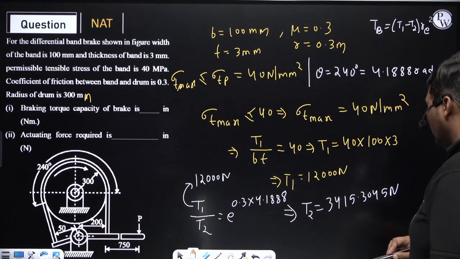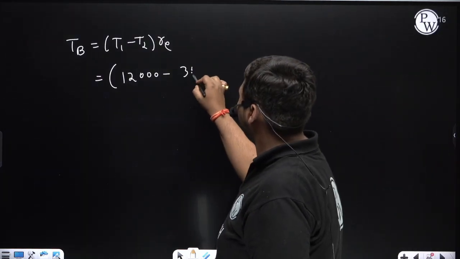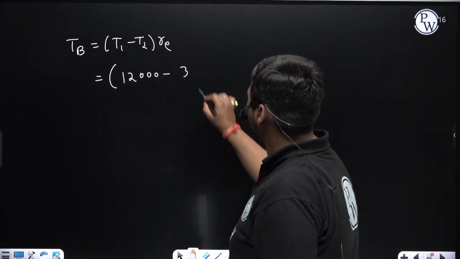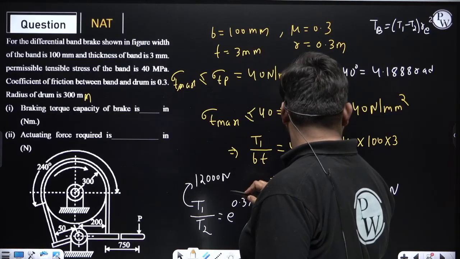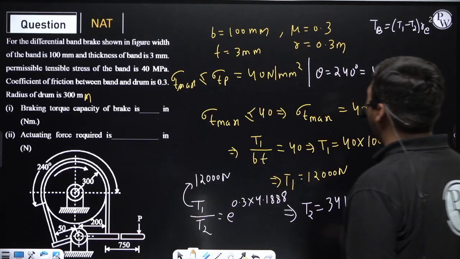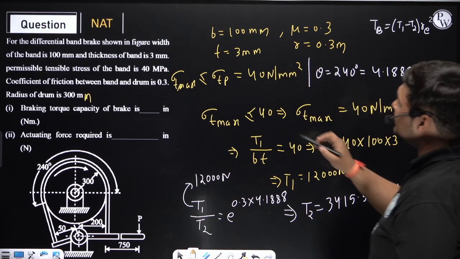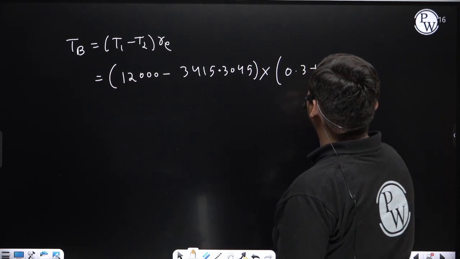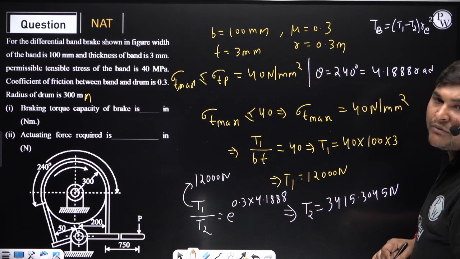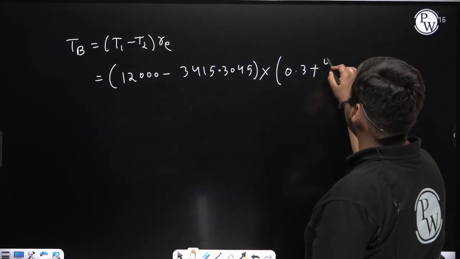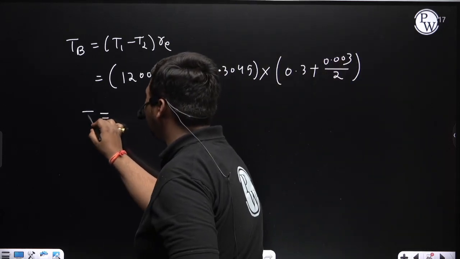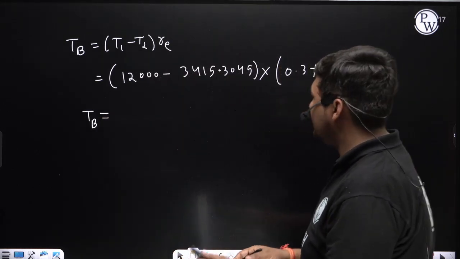T2 is 3415.3045. Re is R plus T by 2. R is 0.3 meter plus T. Thickness is 3 mm, so in meter it will be 0.003 meter. So T by 2 means 0.003 divided by 2. From this equation we can calculate braking torque, and how much it is coming.